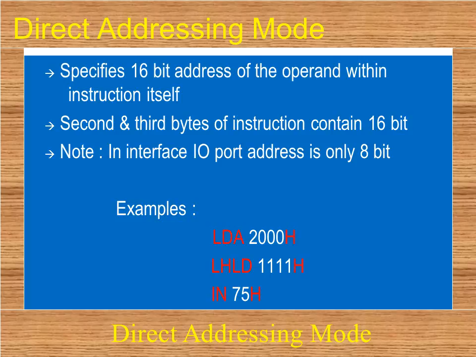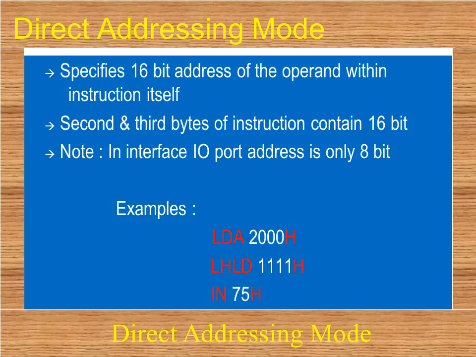Direct addressing. Direct addressing means the 16-bit address of the data is a part of the instruction. It specifies the 16-bit address of the operand within the instruction itself. The second and third bytes of the instruction contain the 16-bit address. Note that in the I/O interface, the I/O port address is only 8-bit.